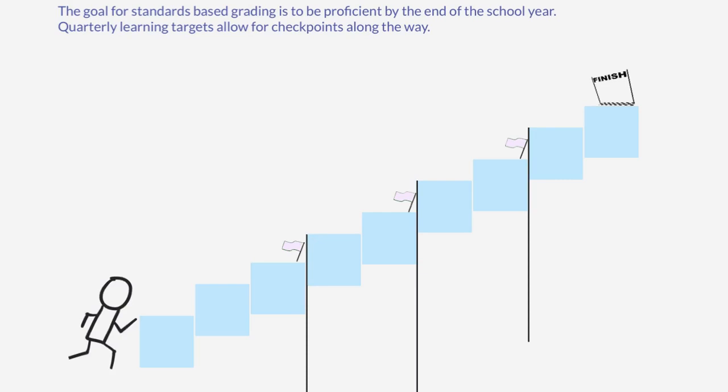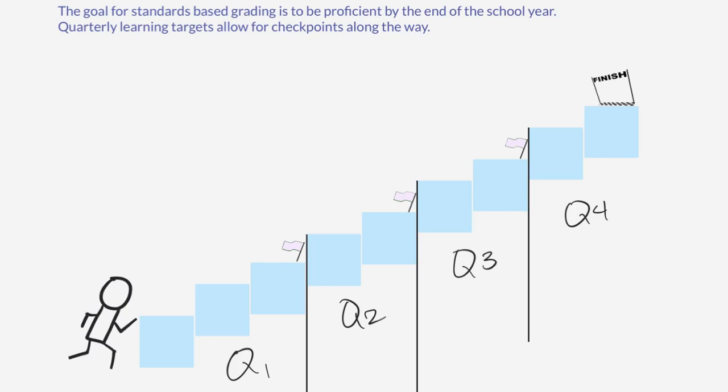In this example, there are 3 learning targets to be mastered here in the first quarter, 2 additional learning targets to be mastered in the second quarter, 2 additional learning targets to be mastered in the third, and again 2 additional learning targets to be mastered in the fourth, giving us a total of 9 learning targets, building up to the overall standard that receives a score on the report card.